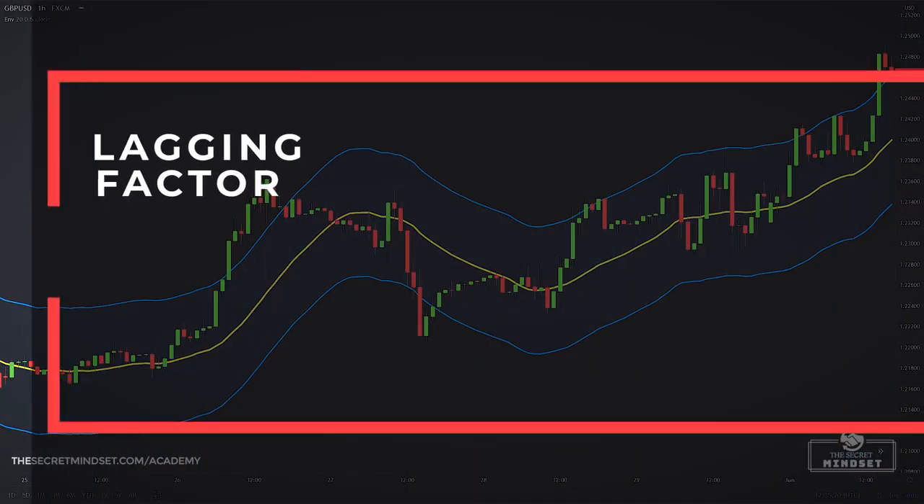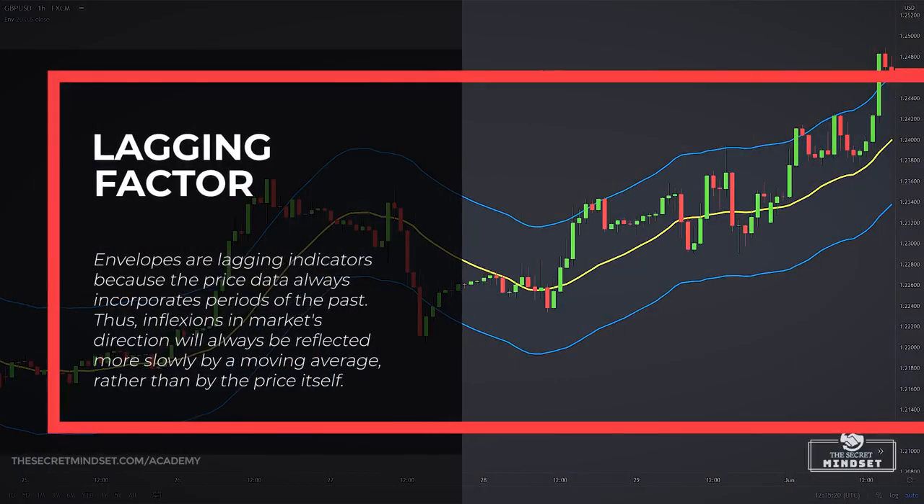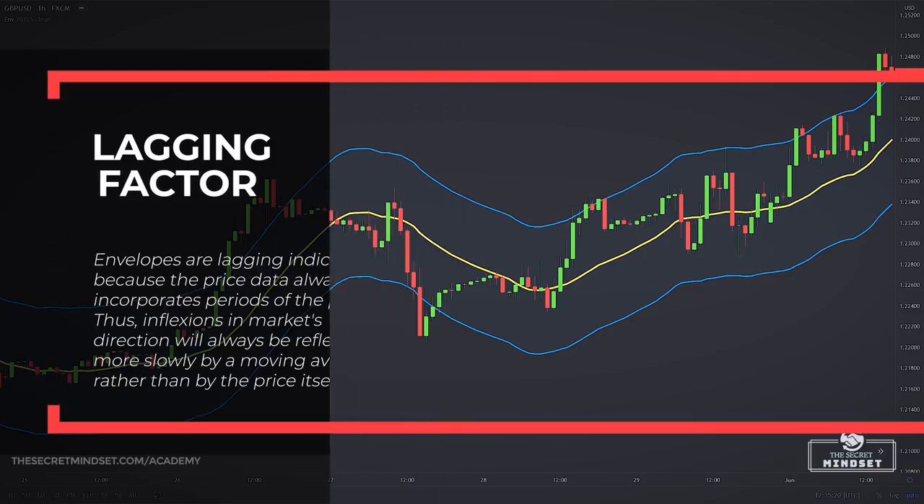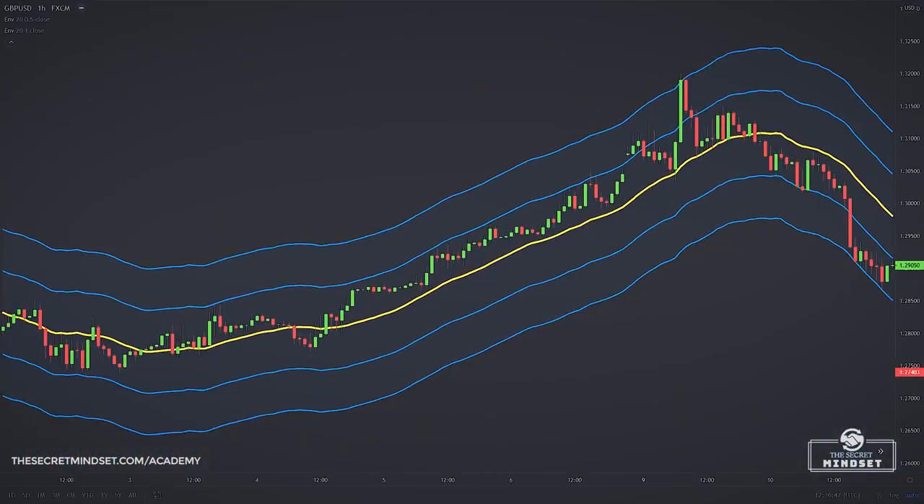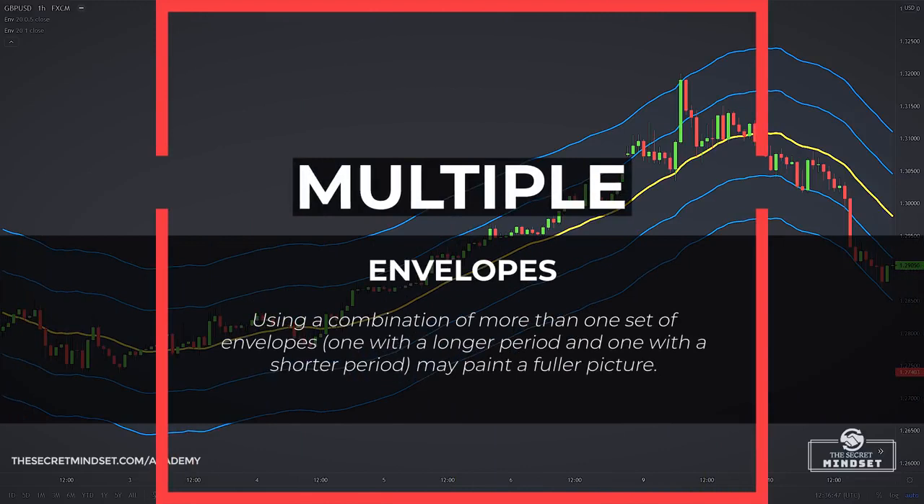Remember that moving averages are lagging indicators. This is because the price data always incorporates periods of the past, so the inflections in the market's direction will always be reflected more slowly by a moving average rather than by the price itself. How much more slowly is a function of the size of the period you choose. In some cases, you may find that using a combination of more than one set of envelopes, say one with a longer period and one with a shorter period, may paint a fuller picture.